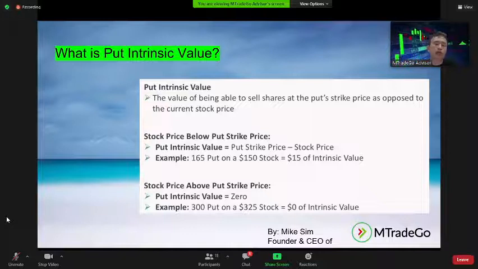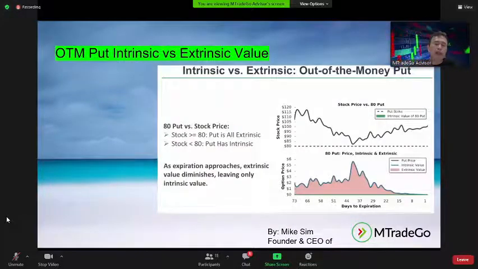This is the easy way to illustrate it. The most important thing you must know is what intrinsic value and extrinsic value are. So this is an out of the money put. For example, if the stock price is currently more than 80, the put is all extrinsic. If the stock is less than 80, the put has intrinsic value. All right, this is a put. So basically you can look at it.